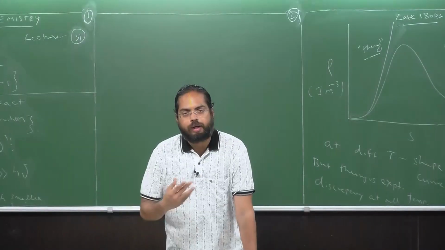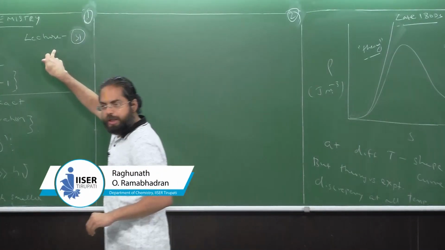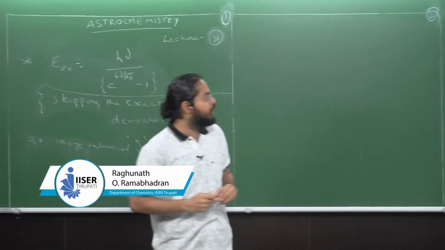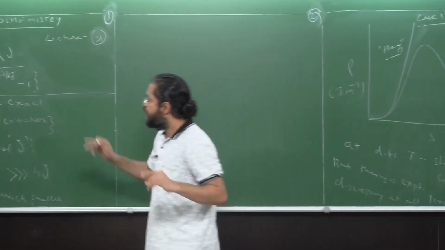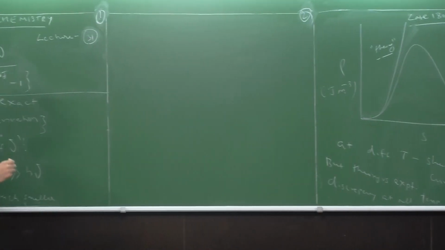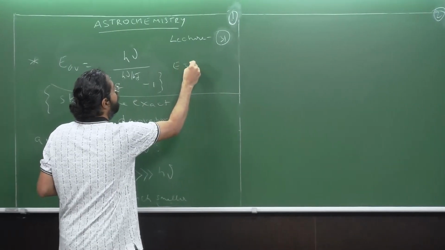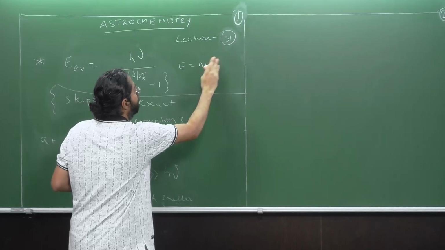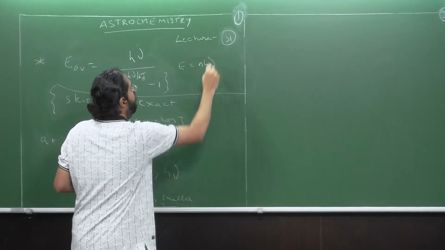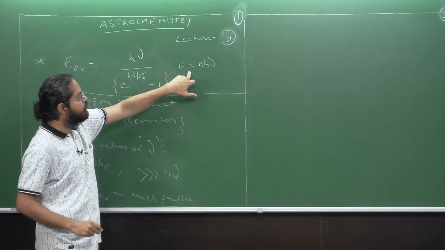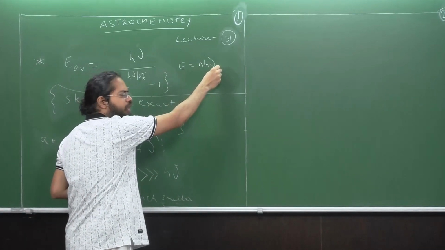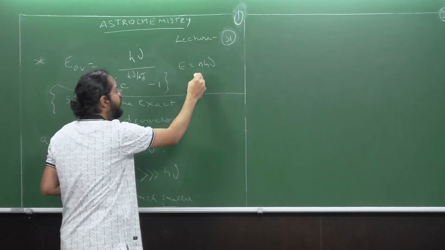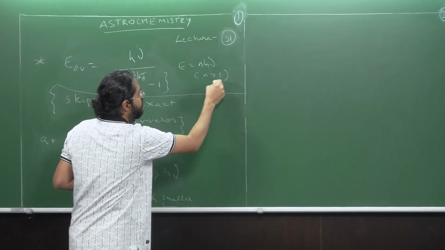Hello all, welcome to Astrochemistry. This is lecture number 31. Now in the last lecture, I had introduced you to the problem of black body radiation and how Planck made an assumption. Planck made an assumption that only those frequencies of light would be emitted which corresponded to this equation, where h is some constant and nu is the frequency of light and n is a positive integer, okay?